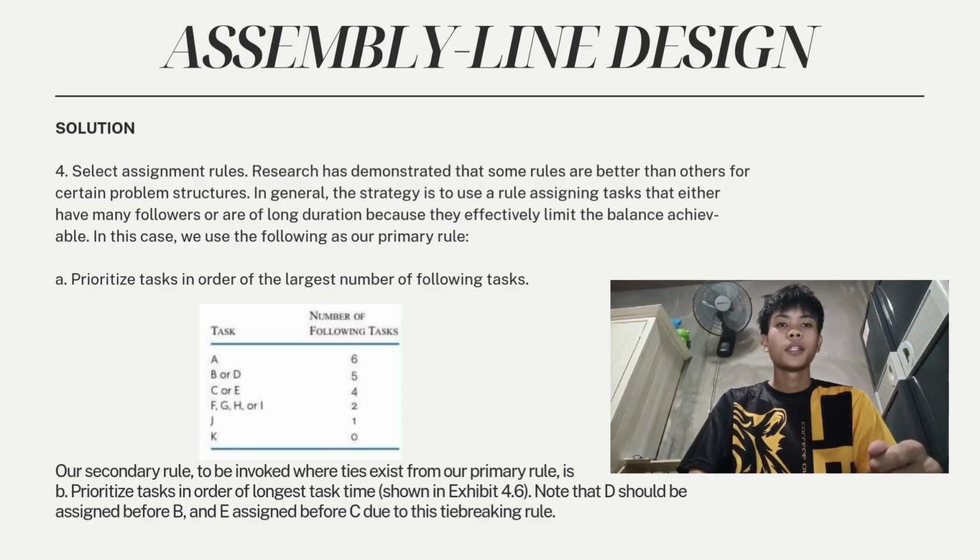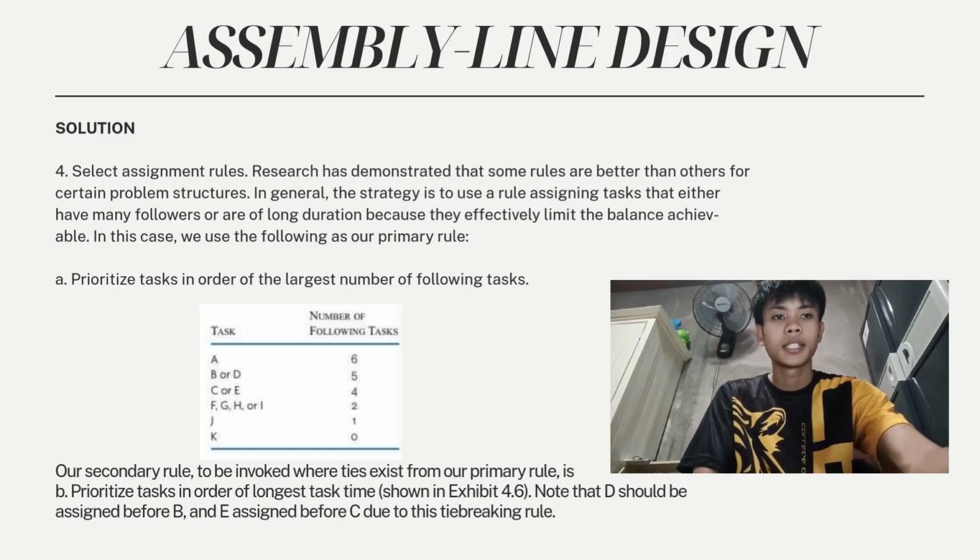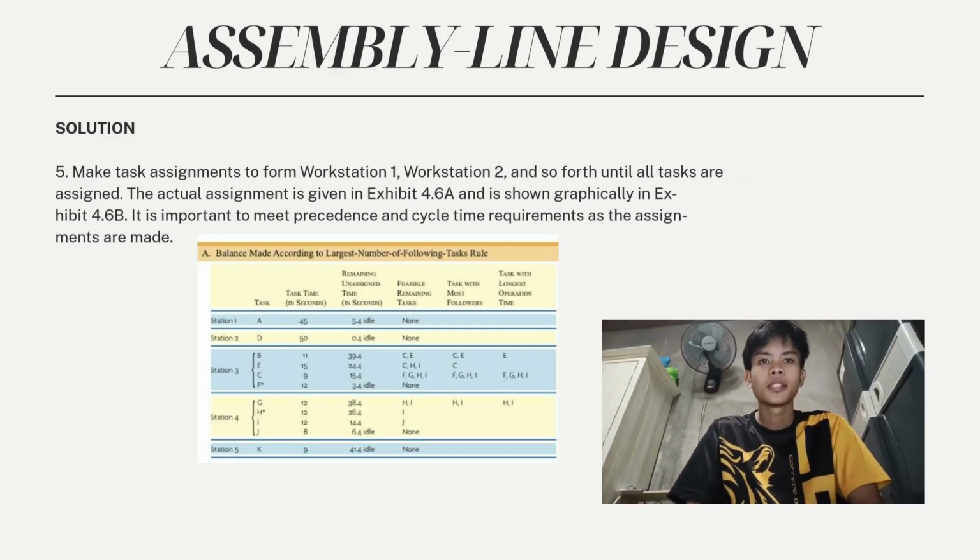And number 4, task assignment rules. Primary rule: first assign tasks that have the most subsequent tasks. Secondary rule: if two tasks have the same number of subsequent tasks, assign the one with the longer task time first. Task assignments and workstations. Tasks are assigned to workstations, making sure that precedence, the order in which tasks must be done, and cycle time limits are respected. In this example, 5 workstations were used.